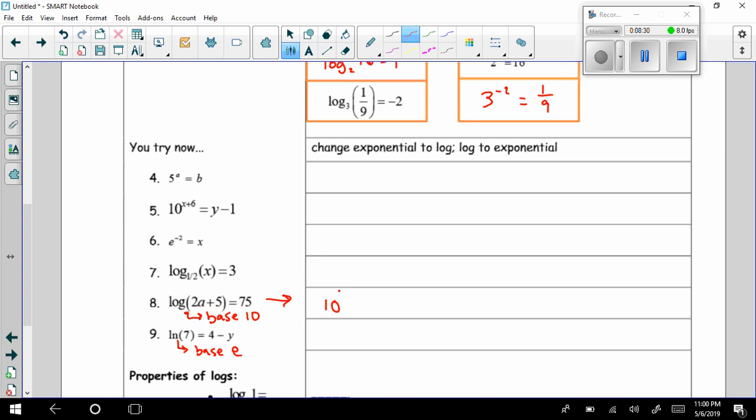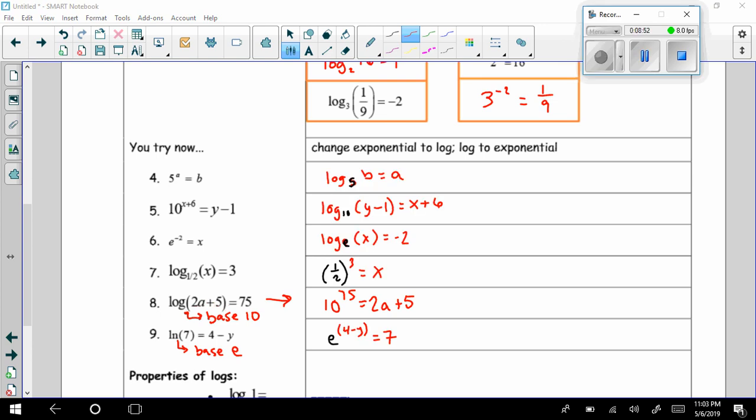So we have 10 to the 75th is equal to 2a plus 5. We could then move on from there and solve for a if we wanted to. But go ahead and try some of these. Pause your video again and get those put in.